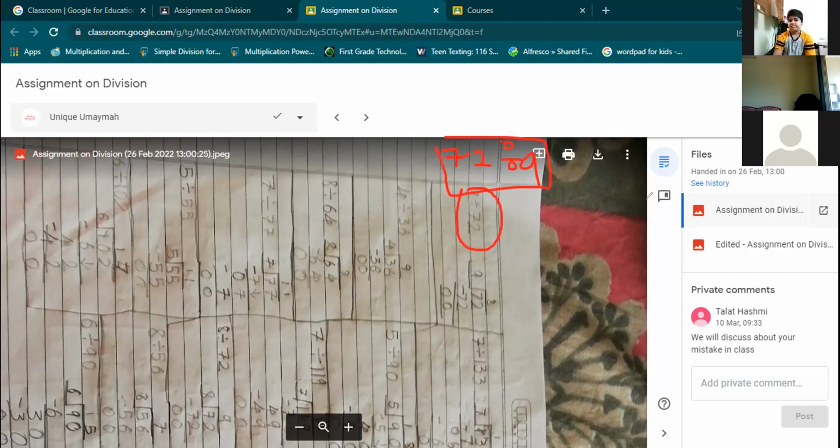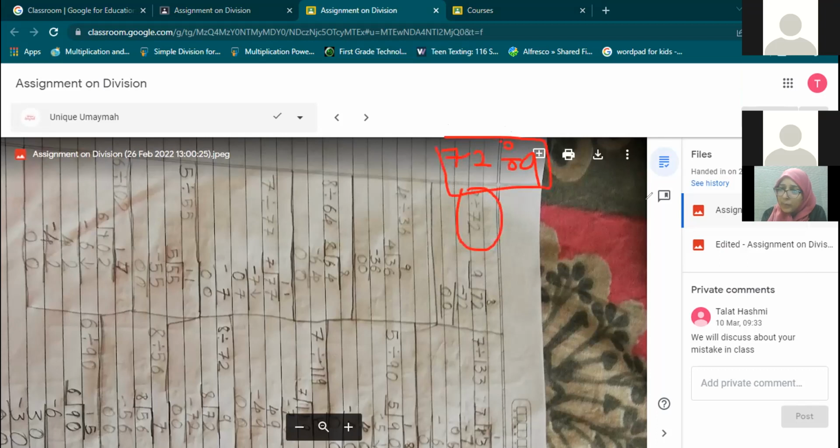What do you think? It's not only applicable to Umayma, but to others also. So, is it correct? Beta, though your sum is right, absolutely right, when you write this, the meaning changes. What do you mean by 9 divided by 72? Your dividend is... I have to write 72.